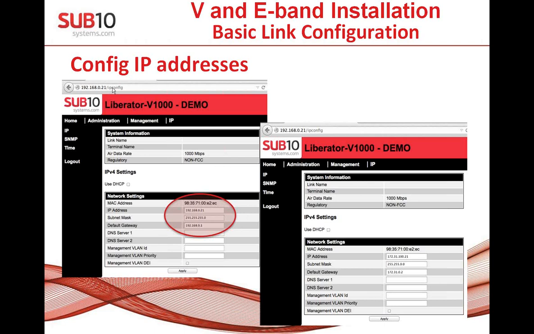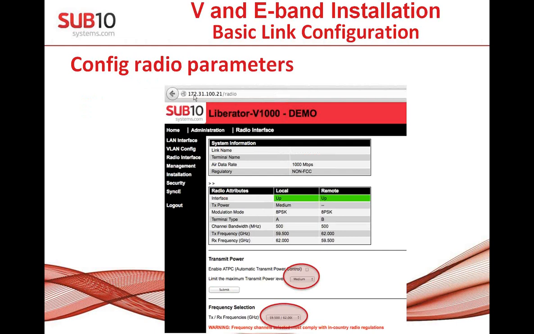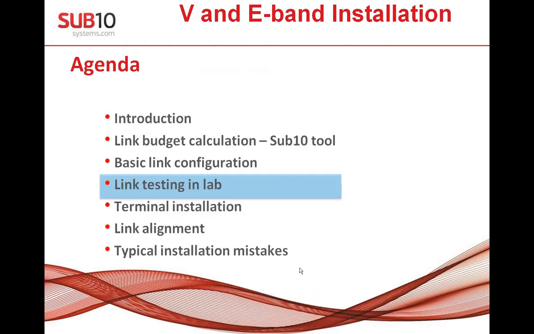You see I was connected to the default V1000 system. These are default addresses. I programmed the new addresses, and then you see using the new address, going to the radio parameters, I check that okay, I am using frequency 59.5/62 and medium power control. Okay. This is about configuration.